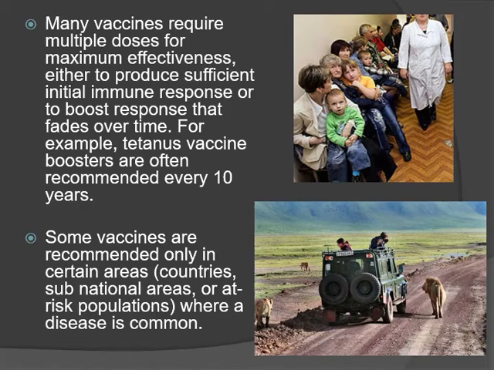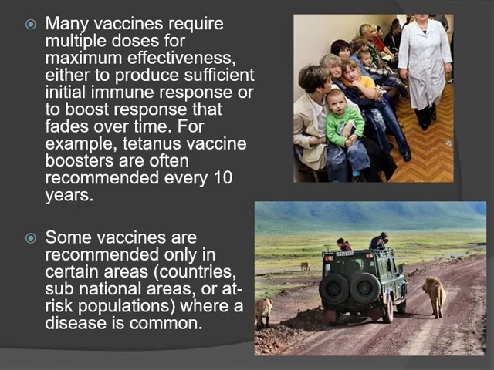Some vaccines are recommended only in certain areas, countries, subnational areas, or at-risk populations, where a disease is common. For instance, yellow fever vaccination is on the routine vaccine schedule in French Guiana, is recommended in certain regions of Brazil, but in the US is only given to travelers heading to countries with a history of the disease.